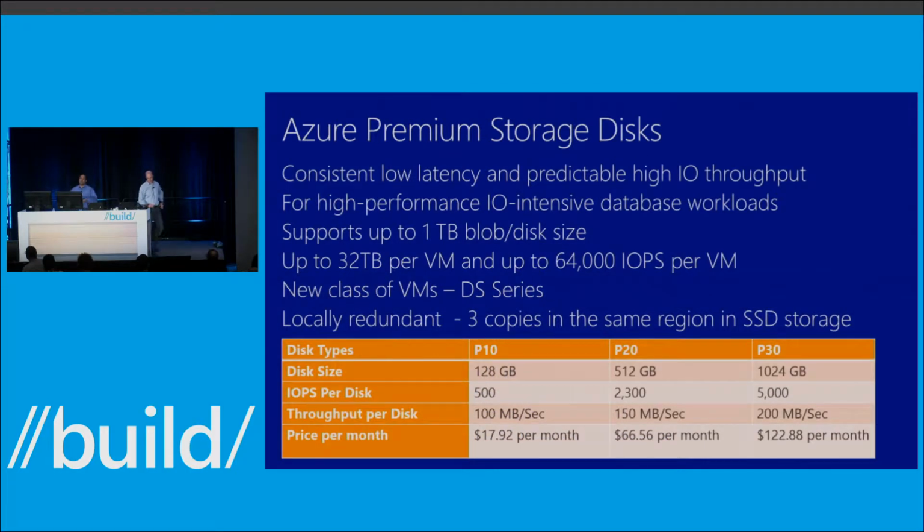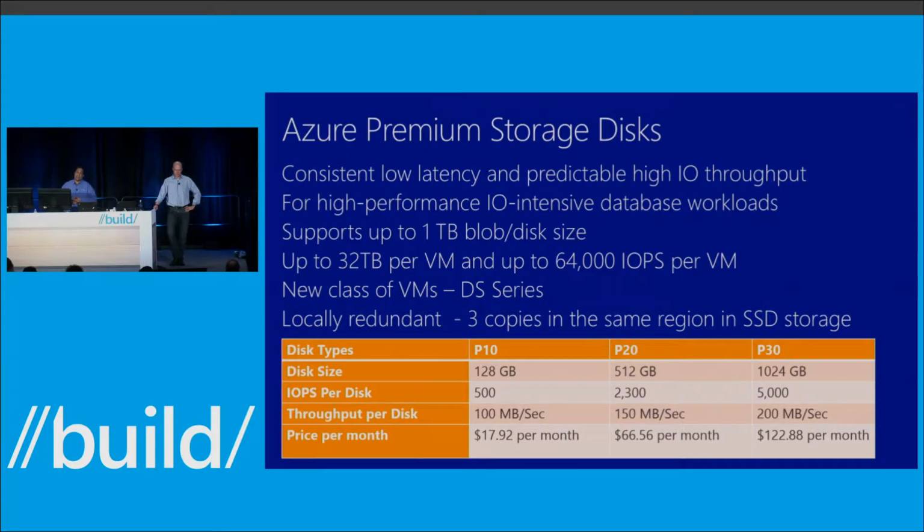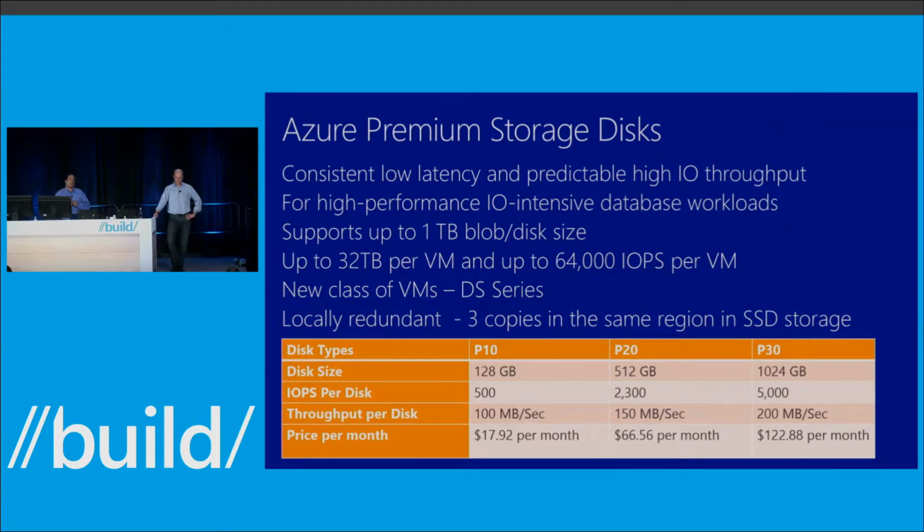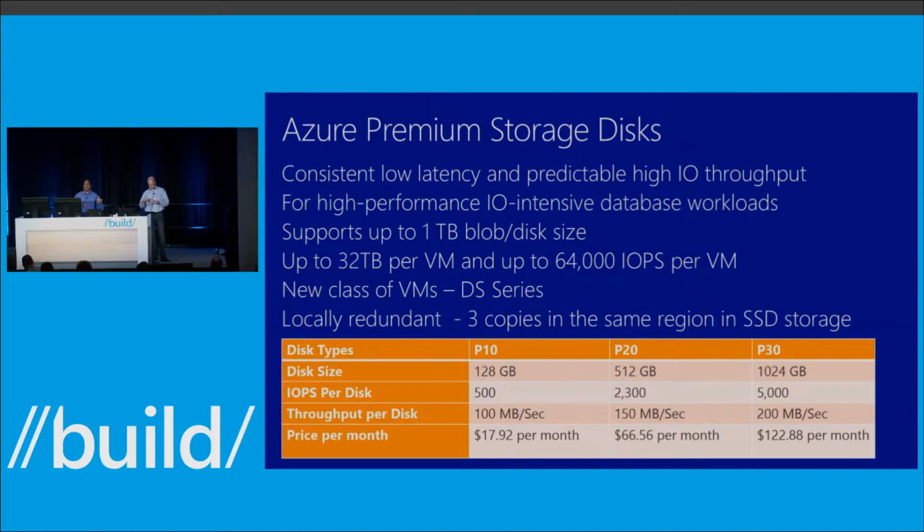So let's take a quick look at premium storage disks. They're really useful if you're trying to have a workload that needs very, very consistently low latency in the single-digit milliseconds and very predictable high I/O throughput. With the new class of VMs, the DS series VMs, you can do as much as 64,000 IOPS off of a single VM, 32 terabytes of data, and 500 megabytes a second of disk throughput.